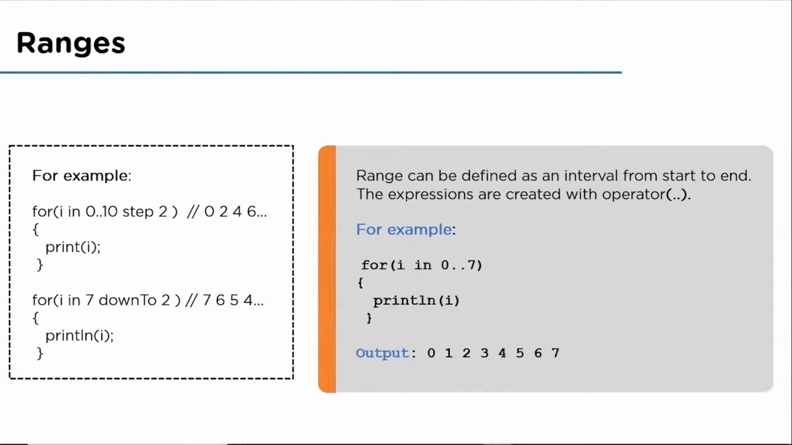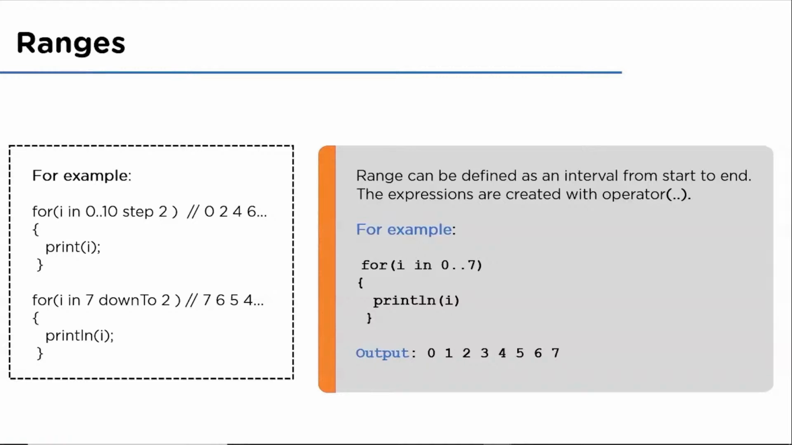Similarly, we can also print the range with gaps, like in the example i in 0 to 10 step 2. It means that it will print from 0 to 10 with a gap of 2, like 0, 2, 4, 6, 8, 10. Range can also be used in a decrement manner. For example, i in 7 downTo 2 means the loop will iterate from 7 to 2 in decreasing order.